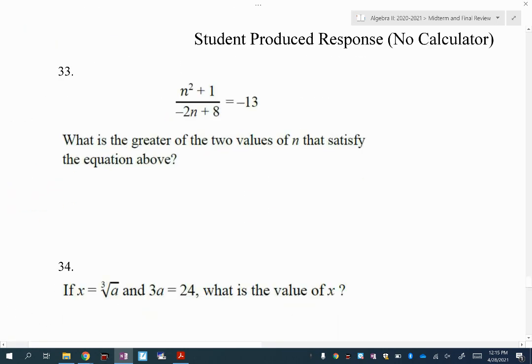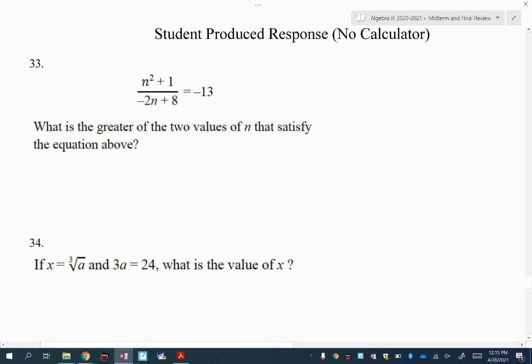Okay, 33. So these are where we're going to have to find the answer. Okay, no calculator to be used.